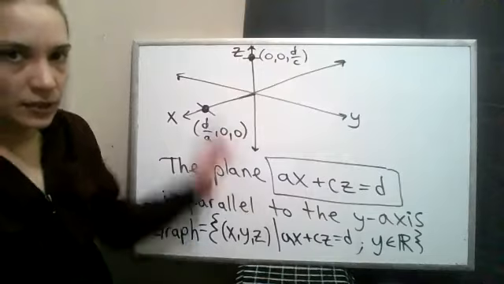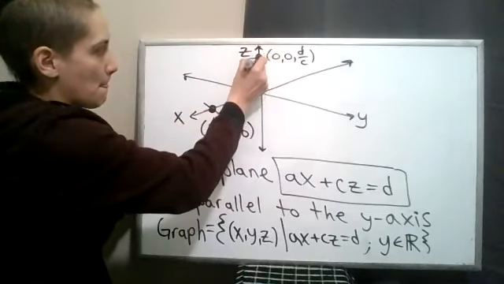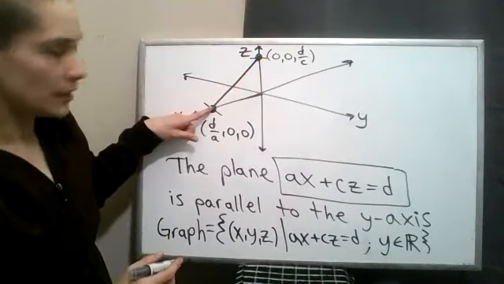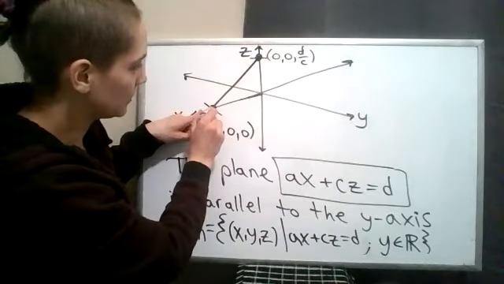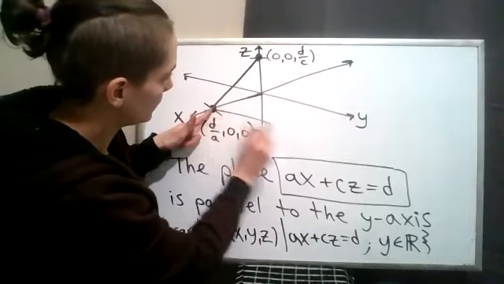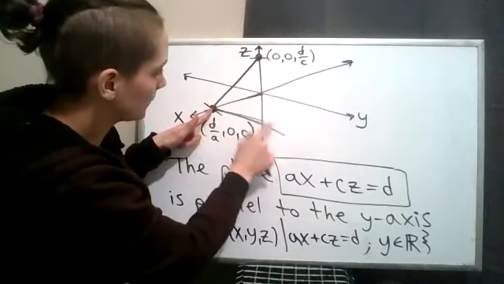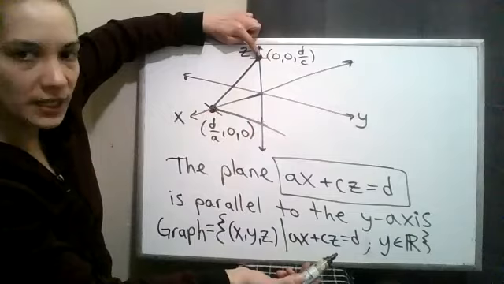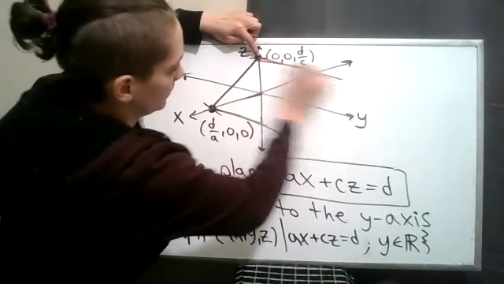Okay, to draw these planes, connect those intercepts. We're going to use this intercept and let y be any number, so we'll go parallel to the y-axis. You can go in both directions, but I'm going to go just this way. From this intercept, we can also let y be any number, so we're going to go parallel to the y-axis from that point as best as you can.